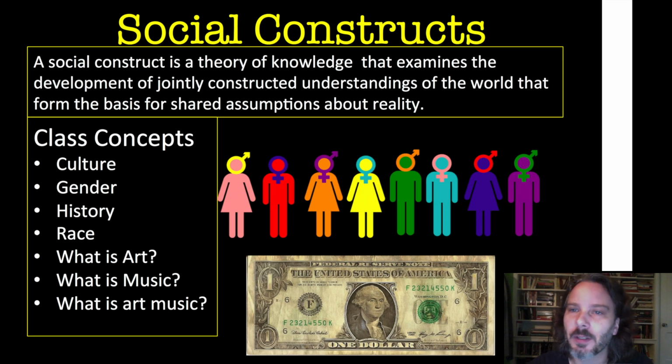A social construct is a theory of knowledge that examines the development of jointly constructed understandings of the world that form the basis for shared assumptions about reality. It is something that exists not in objective reality, but is the result of human interactions that form the basis for shared assumptions about reality.